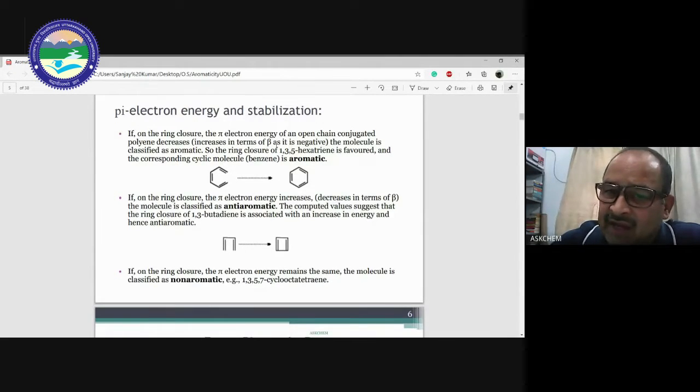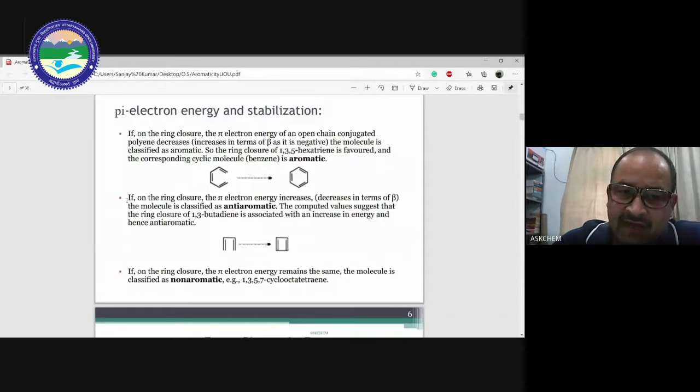Since beta, that is the resonance integral, is always negative, if you keep on increasing beta, then the negative term will increase, that is energy will decrease, and the molecule is classified as aromatic. So the ring closure of 1,3,5 hexatriene is favored, and the corresponding cyclic molecule, that is benzene, is aromatic.